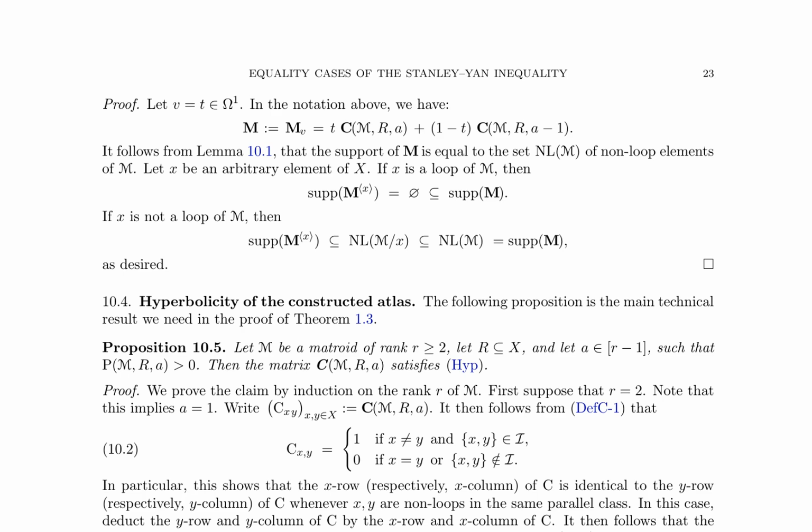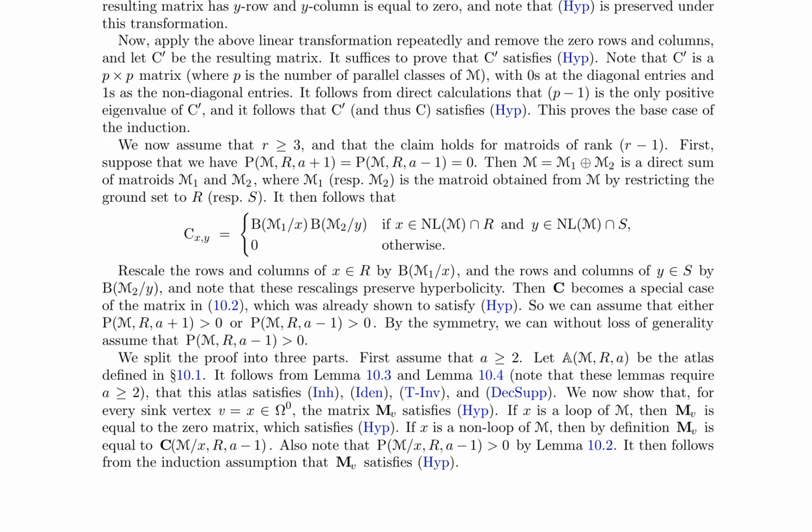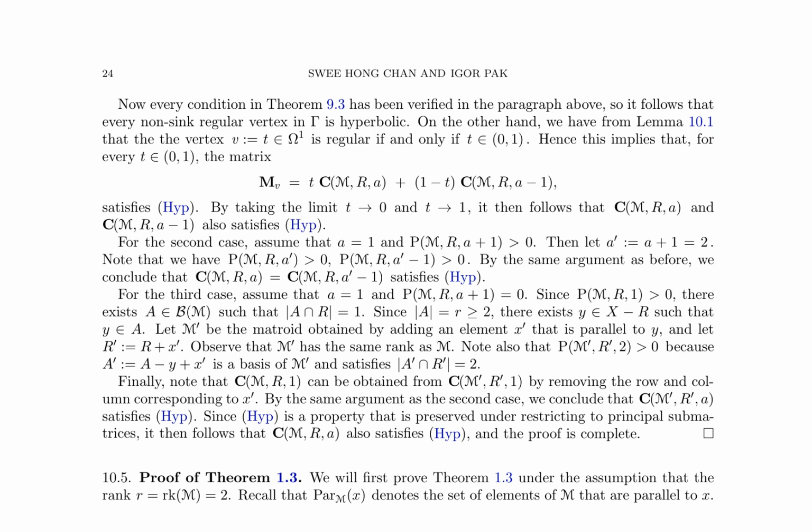The research paper discusses the Stanley-Yan inequality and its equality cases, focusing on the hyperbolicity of constructed atlases. It begins by introducing the Stanley-Yan inequality and its connection to matroid theory. The authors then delve into the proof of the inequality's equality cases, specifically the hyperbolicity of the constructed atlas. This involves a detailed analysis of matrices and their properties, including the support of the matrix and its relation to the set of non-loop elements.